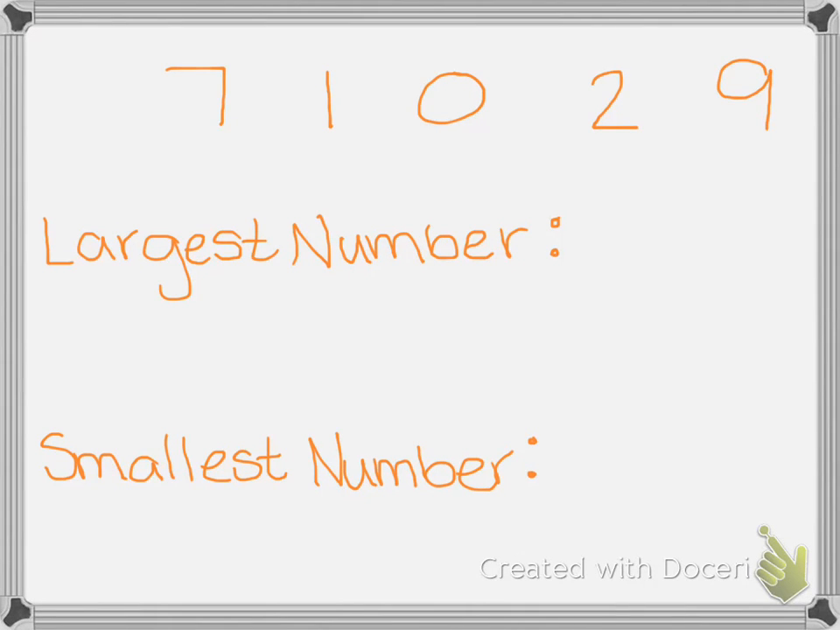Number one says use the numbers below to solve. Use each digit once. So the first one wants the largest number. So I'm just going to take the largest number I see first, which would be 9. Then the second largest number, 7. Then 2. Then 1. Then 0. So the largest number I can make would be 97,210.